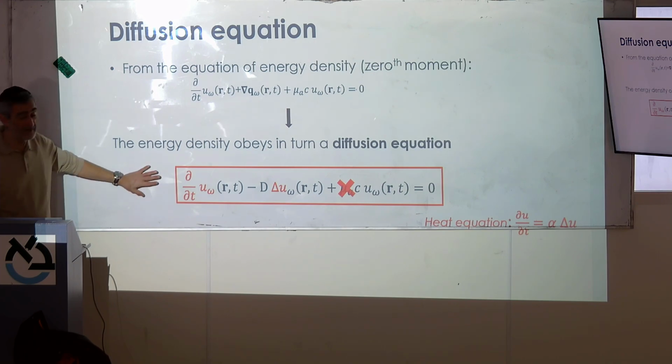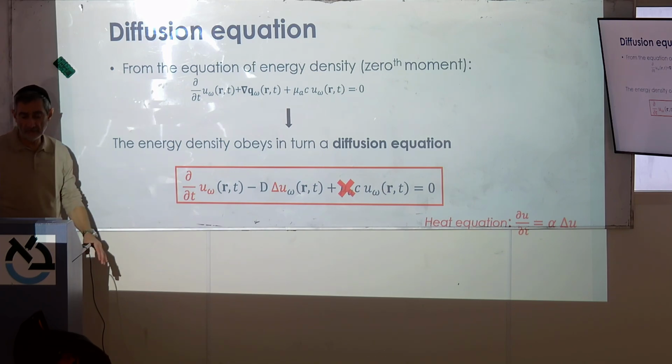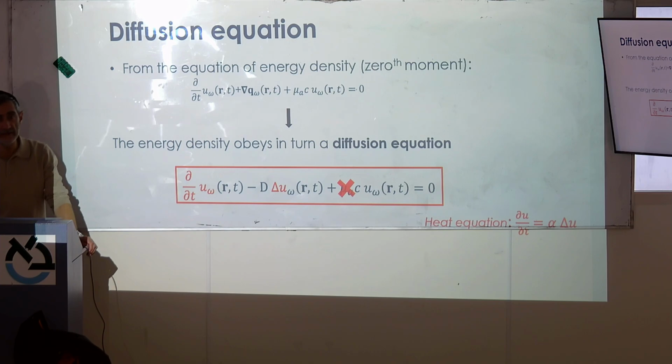So this equation is much simpler than the radiative transfer equation, so much easier to handle. This equation is very important. It is really the basis of many imaging techniques in scattering media. So it's largely used to get information about a scattering medium.